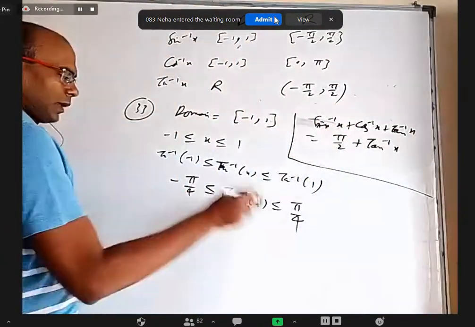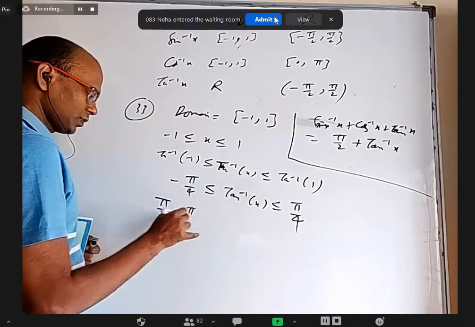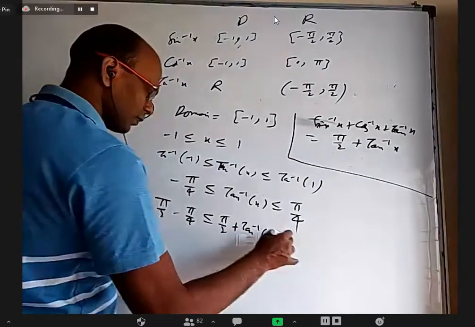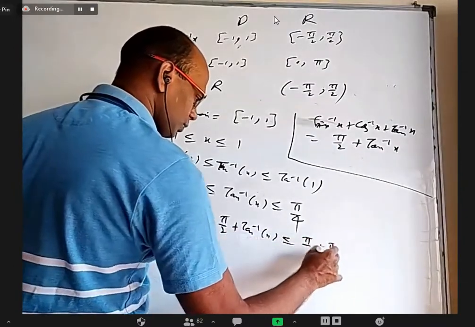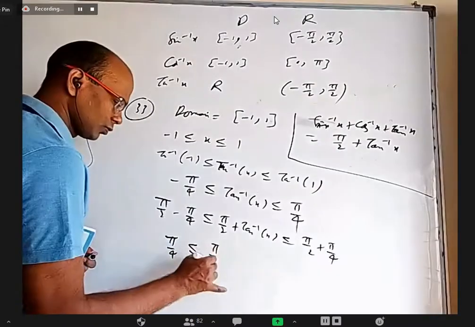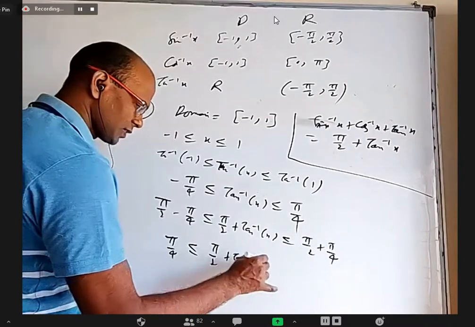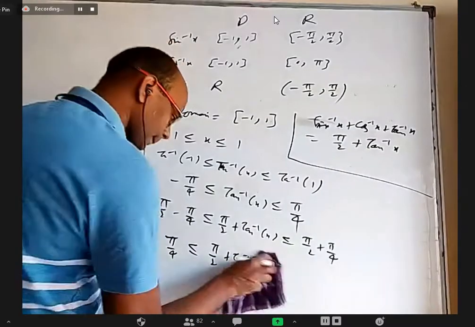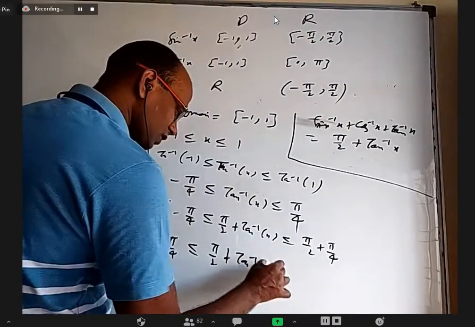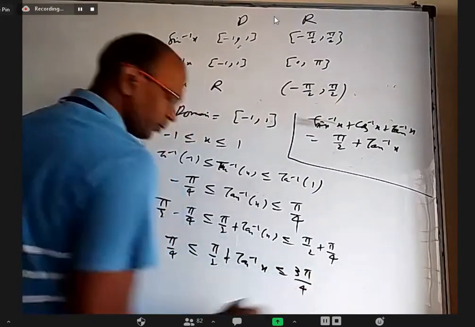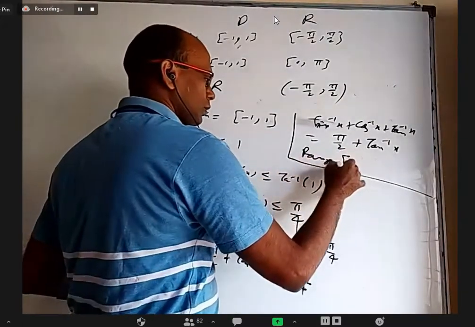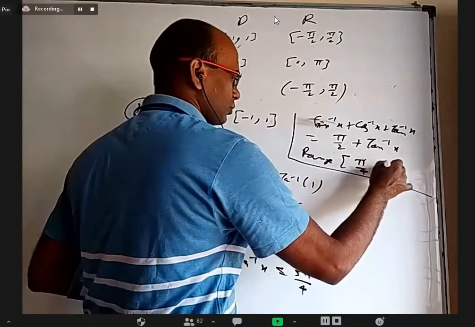Now when I add pi/2 everywhere, pi/2 minus pi/4 less than or equal to pi/2 plus tan inverse x less than or equal to pi/2 plus pi/4. That is pi/4 less than or equal to pi/2 plus tan inverse x less than or equal to 3 pi/4. So the range here is pi/4 to 3 pi/4.